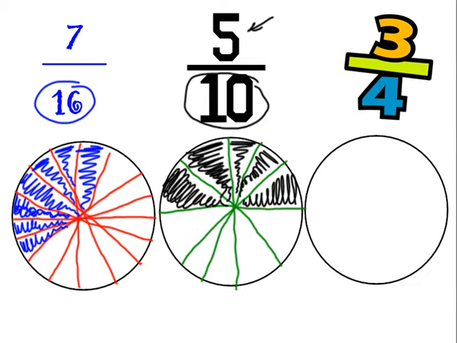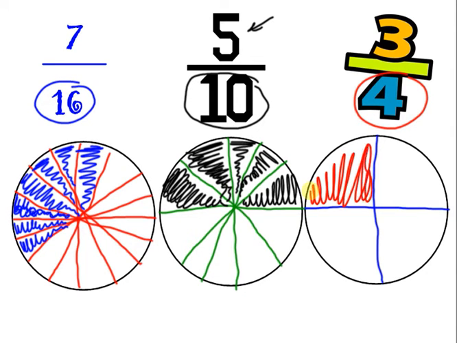Okay, let's go ahead and move on to 3/4 over here. So I'm going to separate this into fourths, which should be a heck of a lot easier than 16ths or 10ths. So there's our fourths. And then, so we just did our whole, and now I'm going to do our part. And so our part is going to be 3. So that's 1.